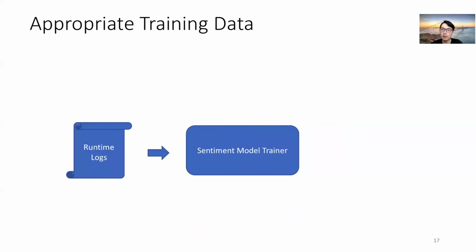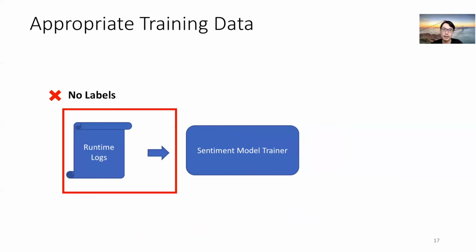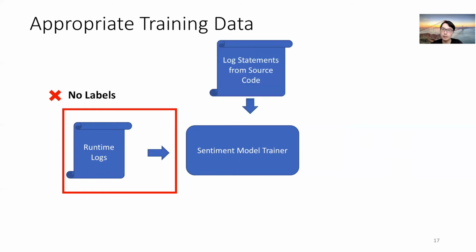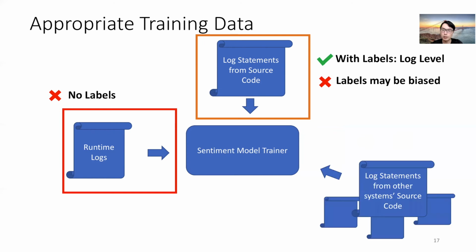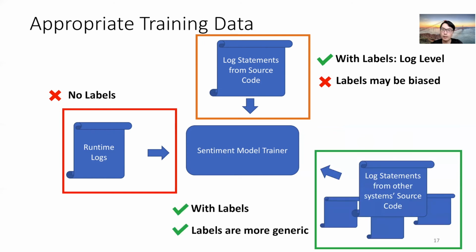The runtime logs are not suitable because it will take significant human effort to label the data. Using logging statements from a single system's source code seems acceptable since they have natural labels, the log level, but they may be biased by a developer, so it is not a good choice. Finally, we decide to use log statements from multiple systems' source code as our training data because they have generic labels. Why are these labels from multiple systems generic?